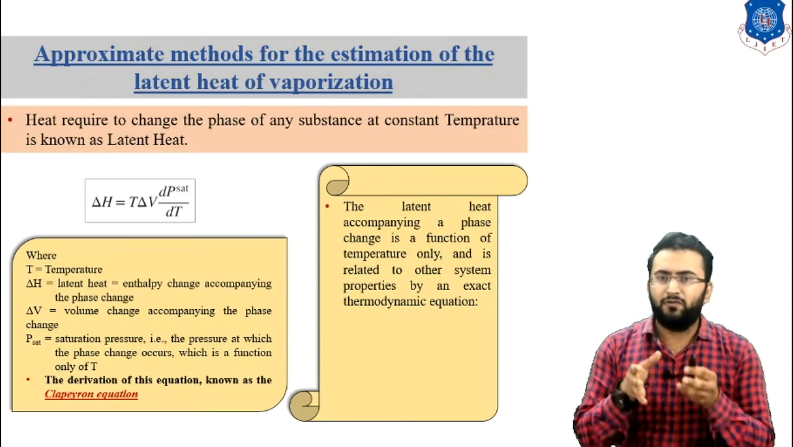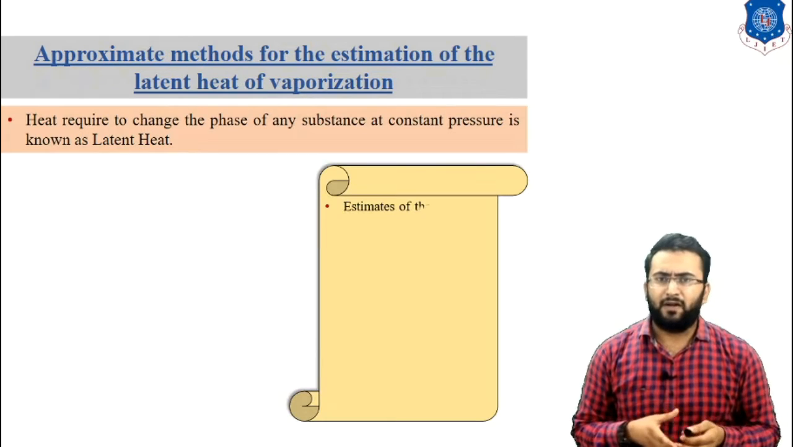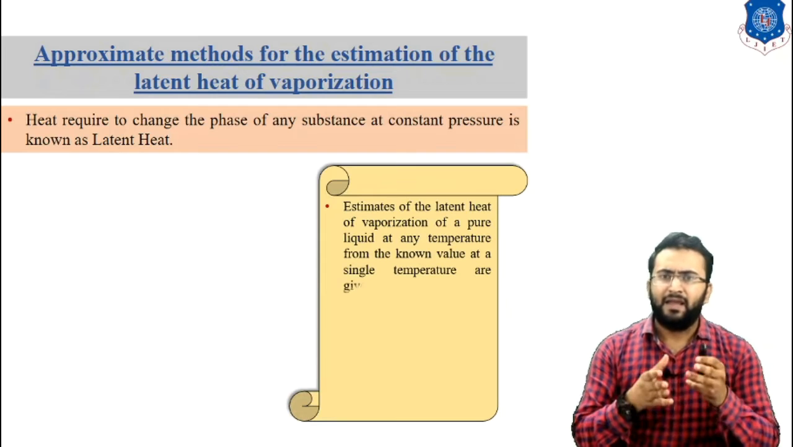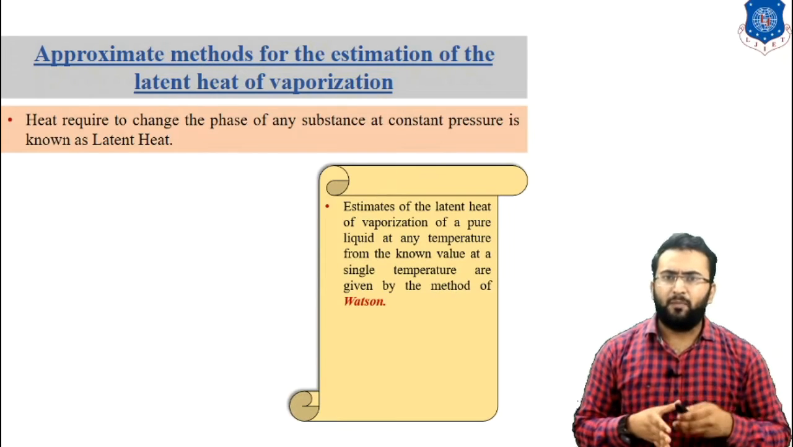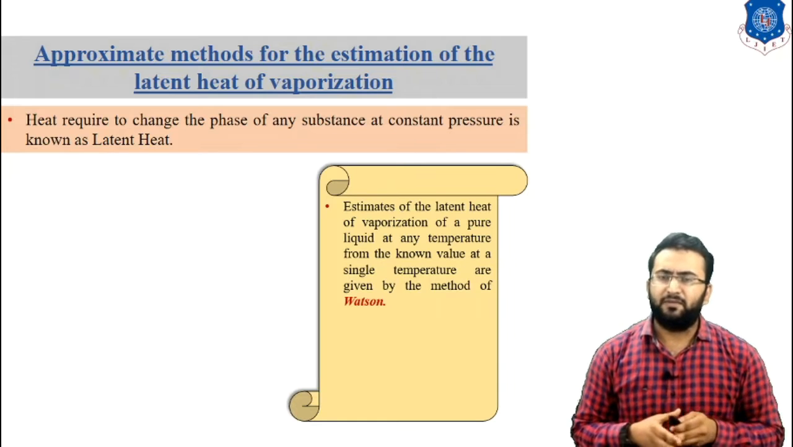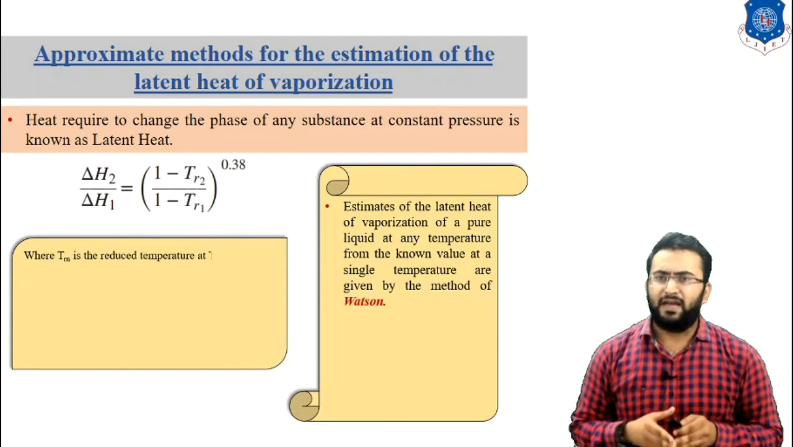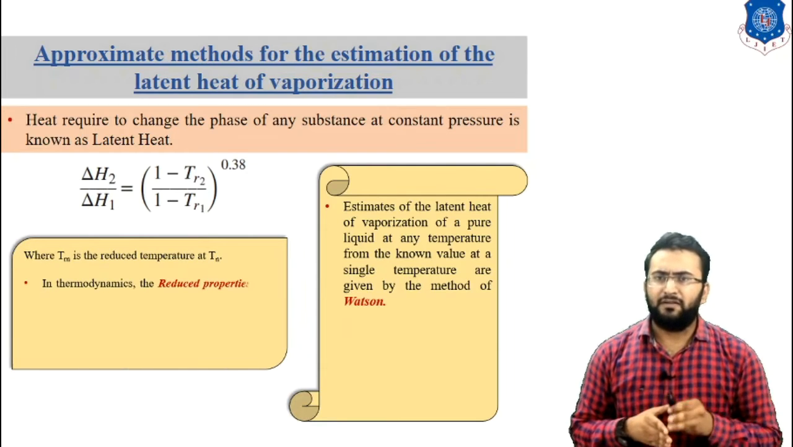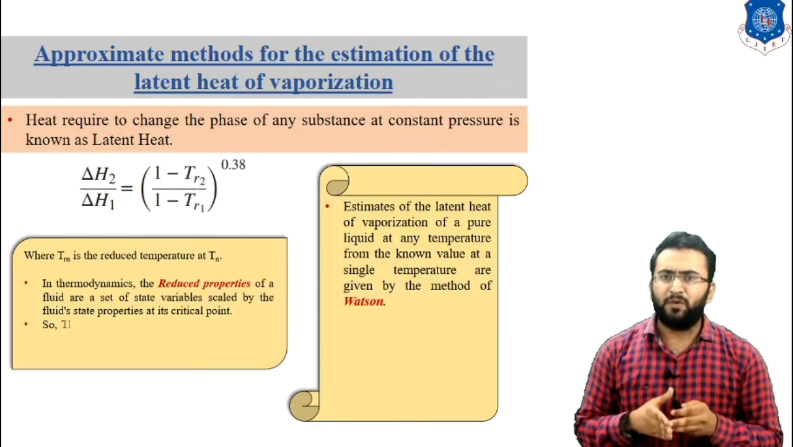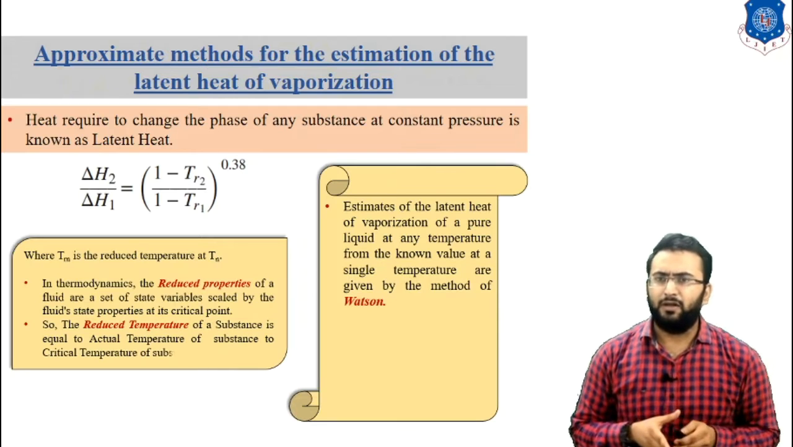Now let's talk about another method, which is the Watson method. The Watson method is used for estimation of the latent heat of vaporization of a pure liquid at any temperature from a known value at a single temperature. The Watson equation is given by ΔH2/ΔH1 = ((1 - Tr2)/(1 - Tr1))^0.38, where Tr is the reduced temperature at the particular temperature.